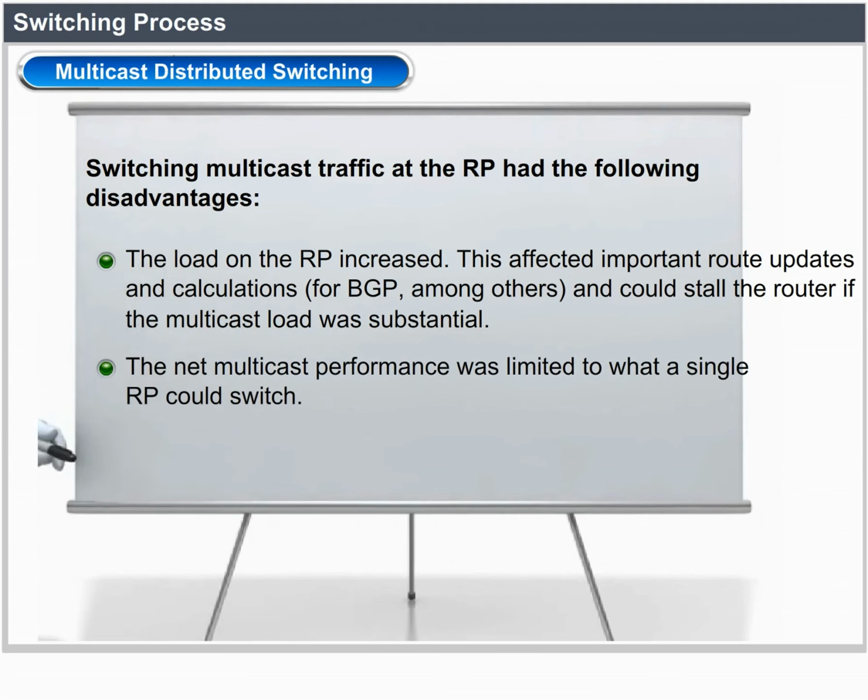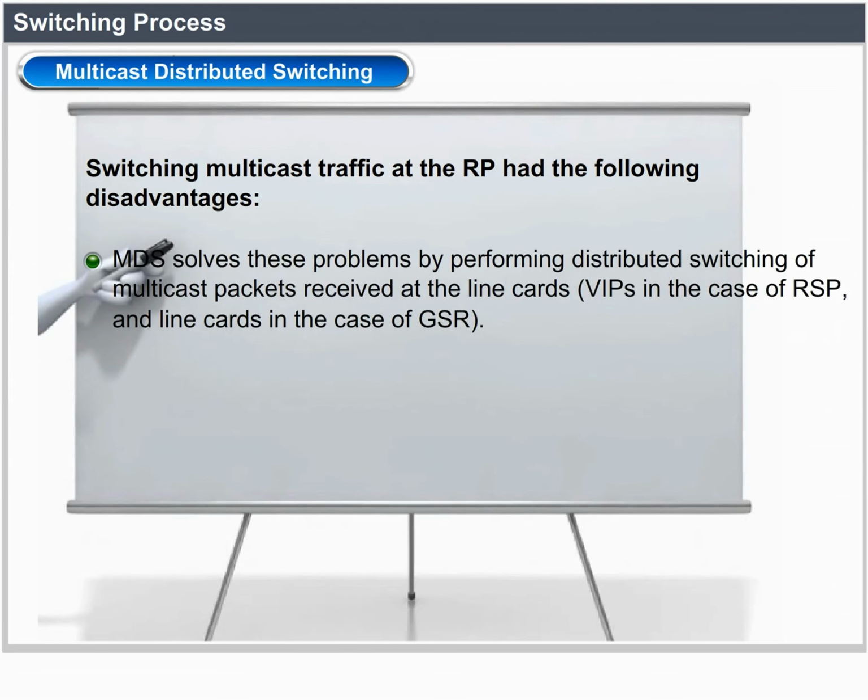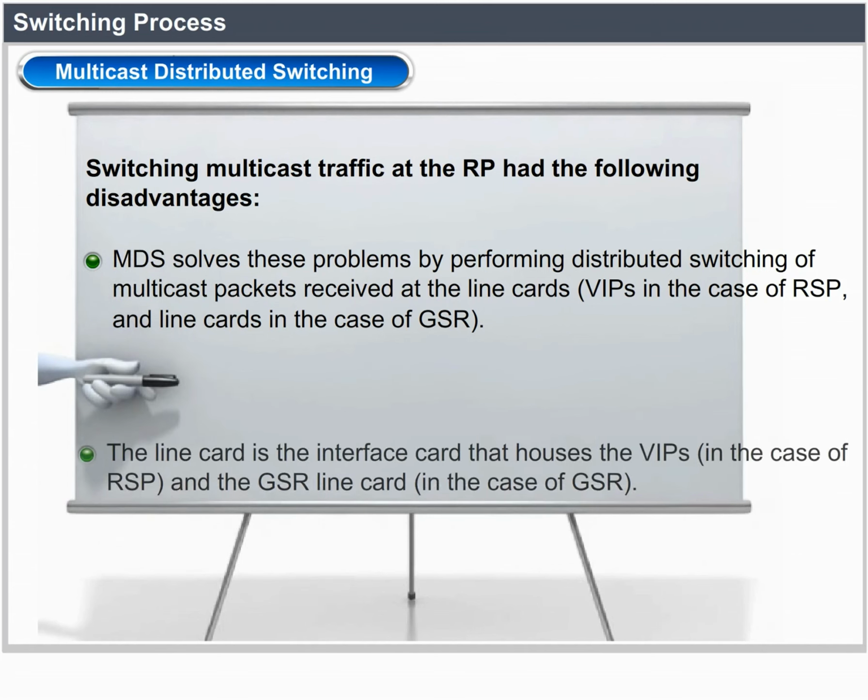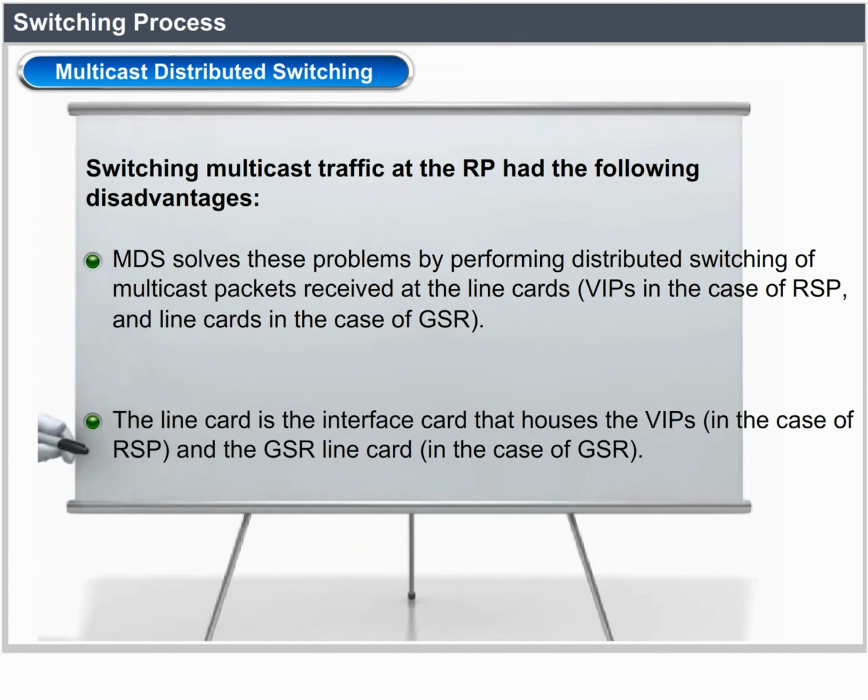MDS solves these problems by performing distributed switching of multicast packets received at the line cards (VIPs in the case of RSP and line cards in the case of GSR). The line card is the interface card that houses the VIPs in the case of RSP, and the GSR line card in the case of GSR.